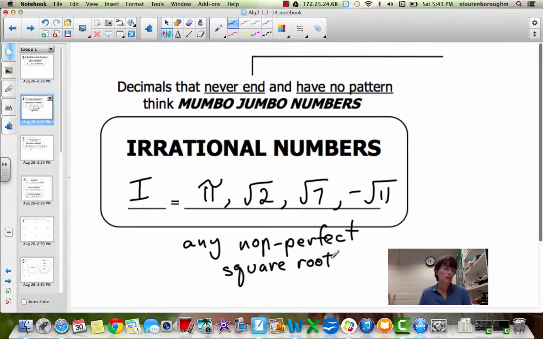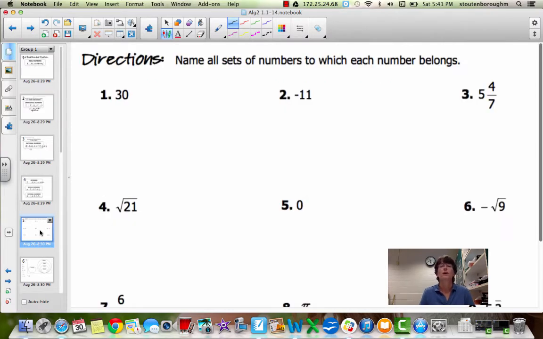Okay, easy enough. Let's go down to the bottom of this page and let's define some of these. In this case, we want to make sure we read the directions here. We want to name all the sets of numbers to which each number belongs. So I'm going to start with the bottom with natural numbers, and I'm going to work my way up and see if it includes that.